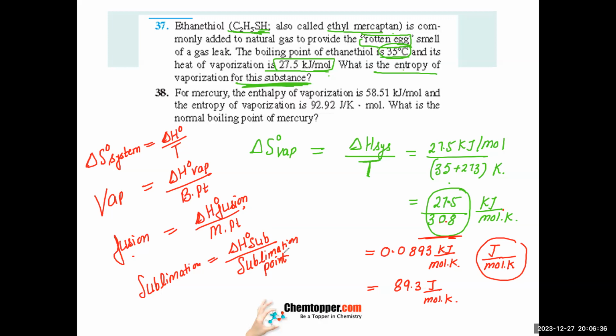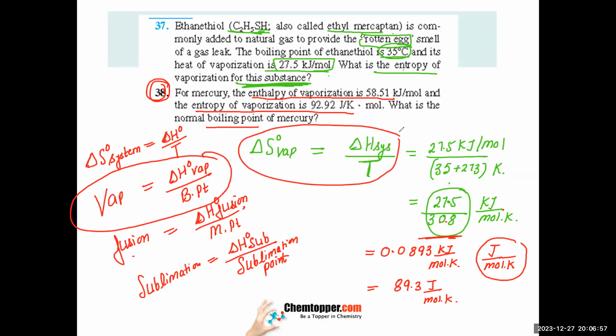Is it okay? Can you do this question, children, now? 38. Enthalpy of vaporization is given. Entropy of vaporization is given. They are asking the boiling point. So I will use this equation, right? This one. Let's do it.